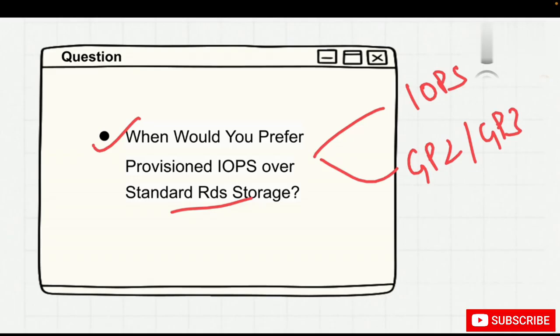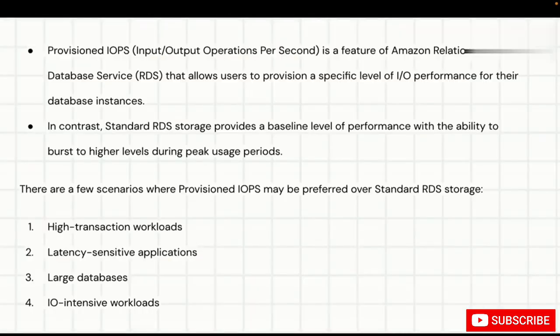This is generally utilized when you are working in a high computational kind of environment. Let's understand both in greater detail. Provisioned IOPS is a feature provided by AWS RDS that allows you to provision specific input output operations performance for your database instances. So if you want faster performance, low latency, and you want the data to be available quickly, you are going to opt for provisioned IOPS.